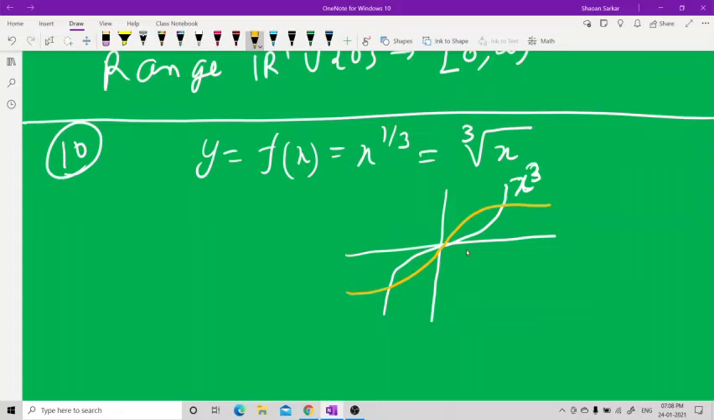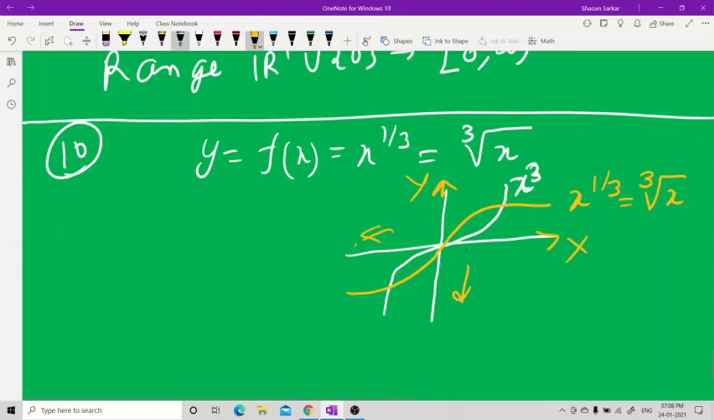I made a mistake. Sorry. This is x to the power of 1 upon 3, or you can say cube root of x. Now it's okay. Now you have been able to compare. Now you see in this, the domain is R as well as the range is R, because they are going both on the x-axis, they are going both on the y-axis, both sides. This side also, this side also.